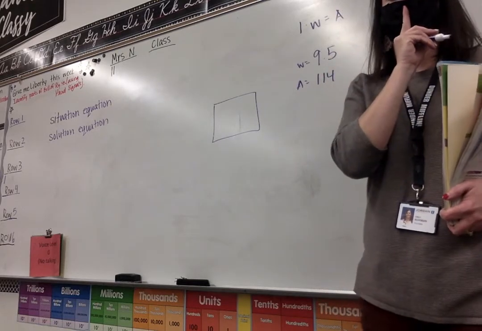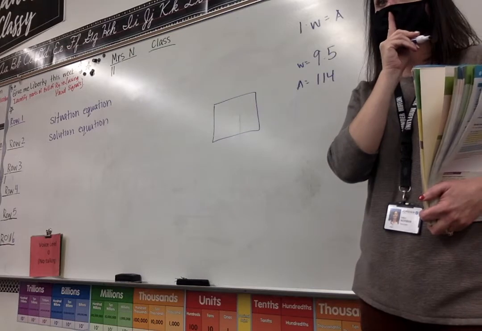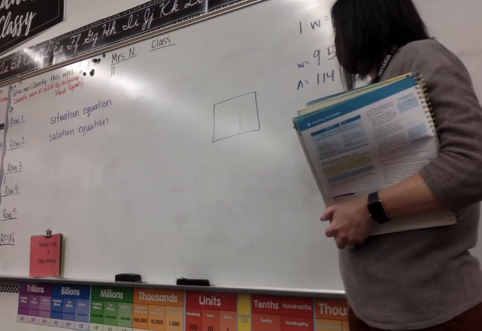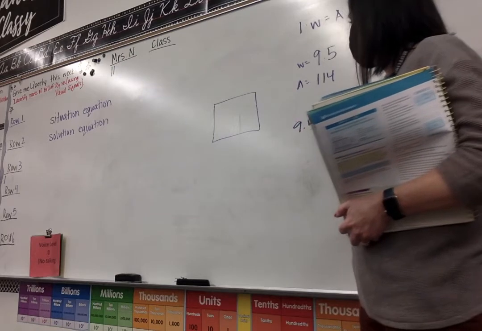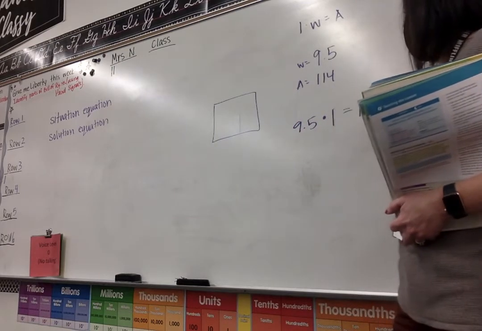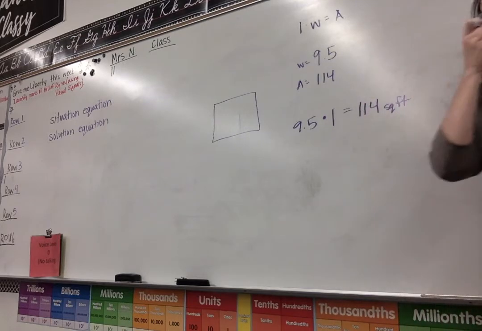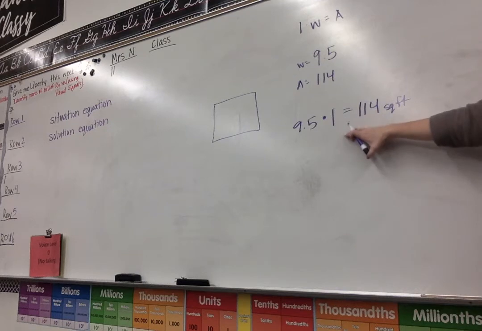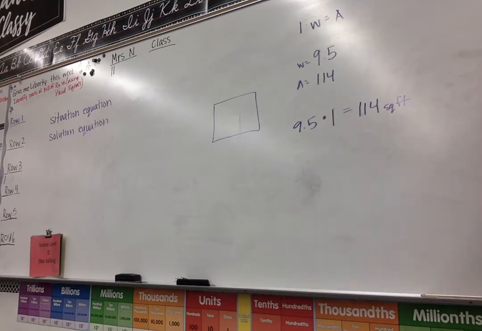We're saying that 9.5 times the length will equal 114 square feet. That's our situation equation. Now, put on your board what the solution equation will be.